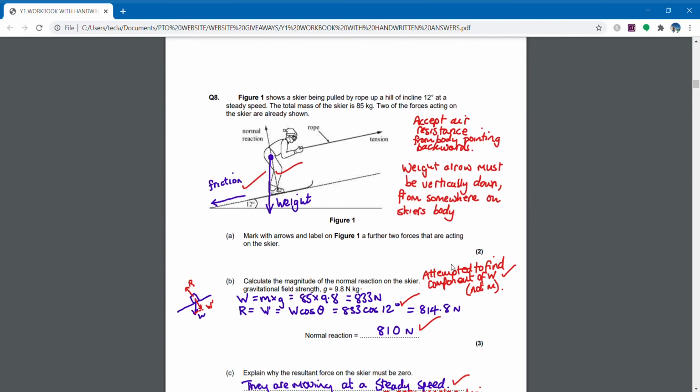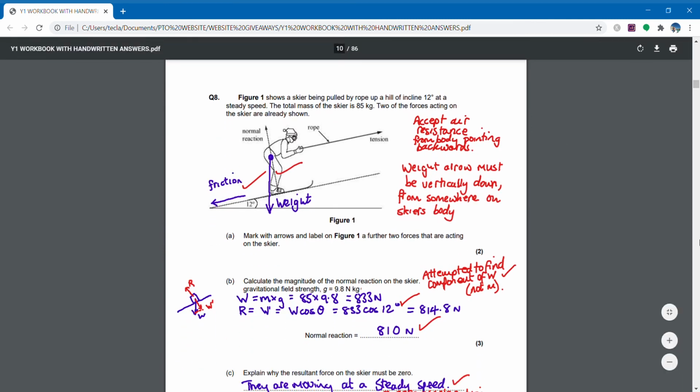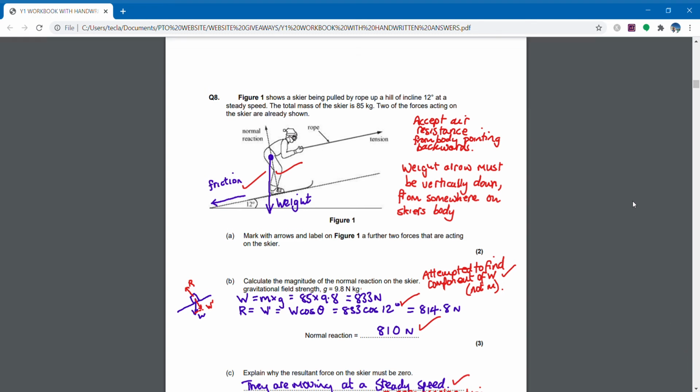For question 8, figure 1 shows a skier being pulled by a rope up a hill with an incline of 12 degrees at a steady speed. We're given the mass of the skier is 85 kilograms. Two of the forces acting on the skier are already shown. Part A, mark with arrows and label a further 2 forces that are acting on the skier.